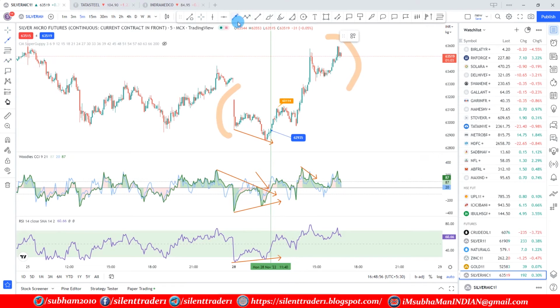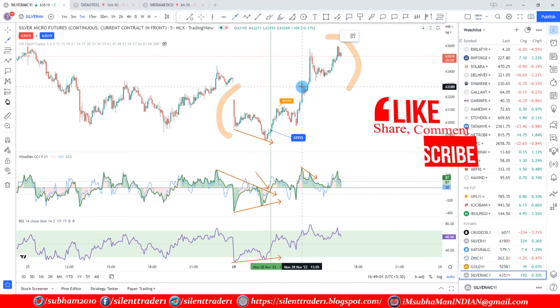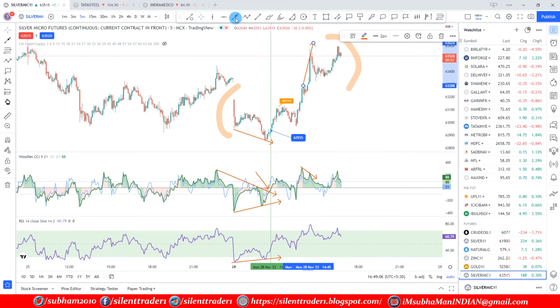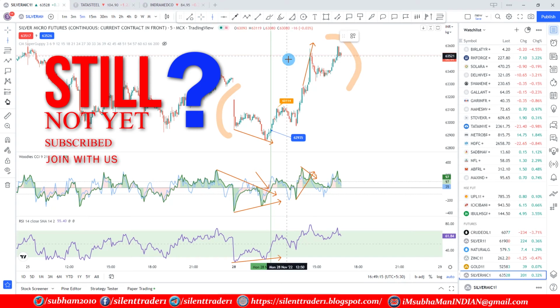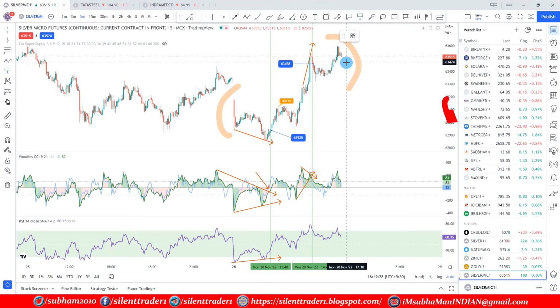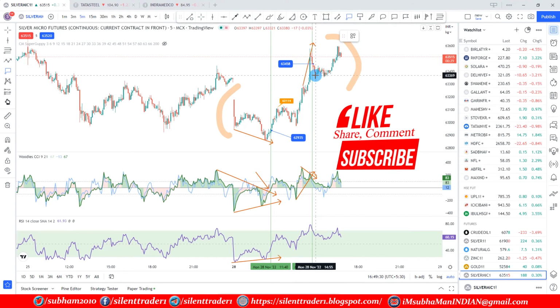Another chart with reverse trade. CCI negative divergence. Let's check the price 63458. And low made approximate 63364.